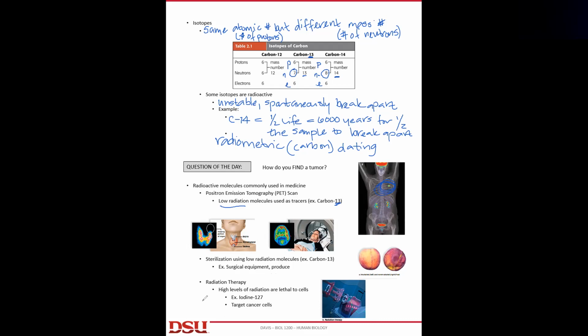Radiation therapy, I'm going to skip down here since we're talking about identifying cancer. Radiation therapy, you get higher levels of radiation because higher levels of radiation are lethal to cells. So what's used as one type of radiation therapy is iodine 127. The fact that it's identified with a number shows that this is an isotope. This is also a larger or heavier isotope, meaning it gives off more radioactive energy. Yes, radiation is lethal to all cells, means the good ones and the cancer ones.